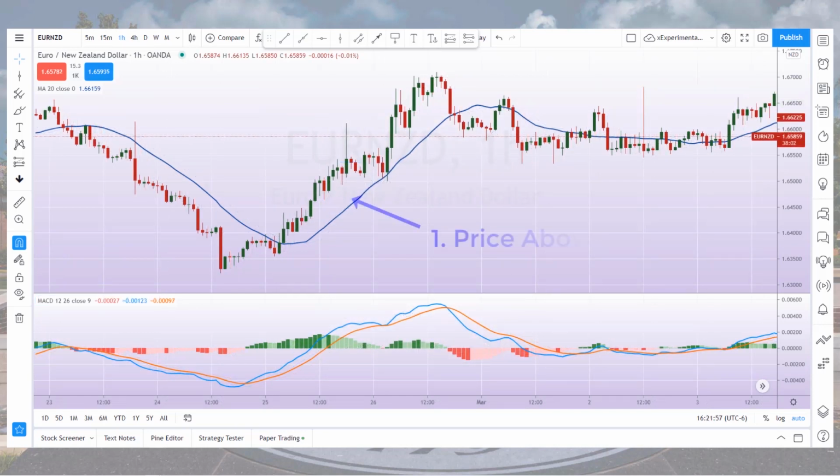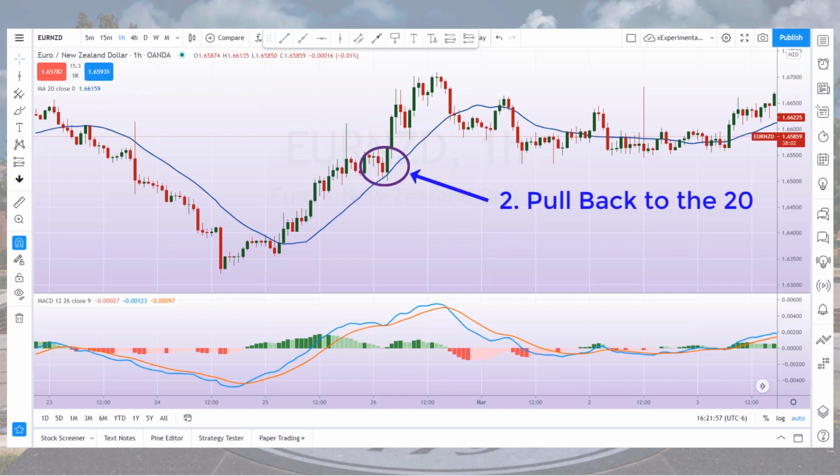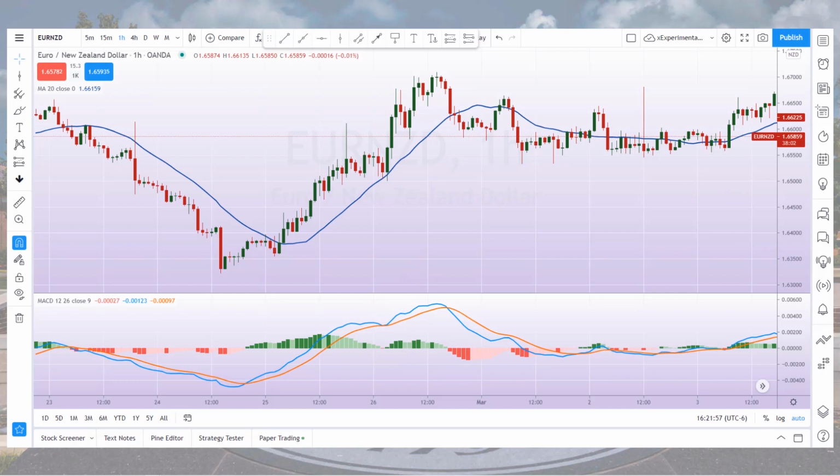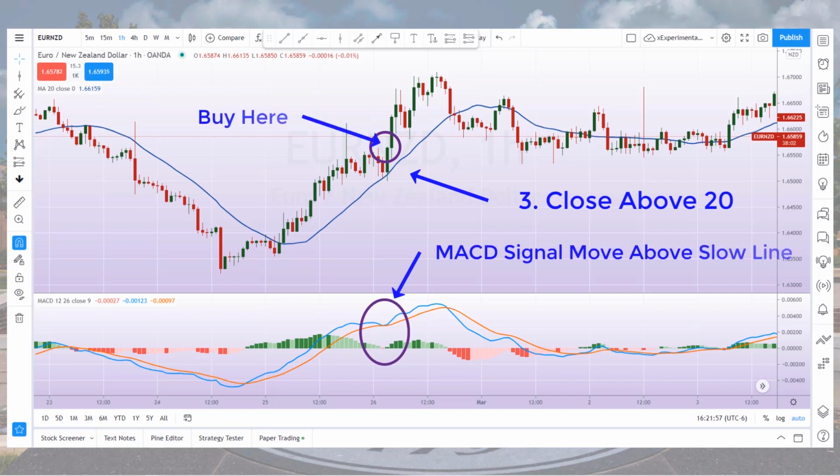Number 1, the price should be above the 20 SMA in an uptrend. Number 2, the price pulls back toward the 20, and the MACD signal line should pull back to the MACD slow line or below it. I like to use the histogram because I find it much easier to know when the signal line crosses the MACD line. Number 3, the buy signal is the first candle close above the pullback candle where the signal line has crossed back above the MACD line.